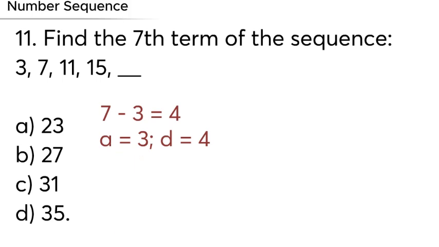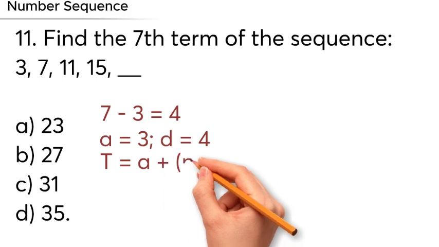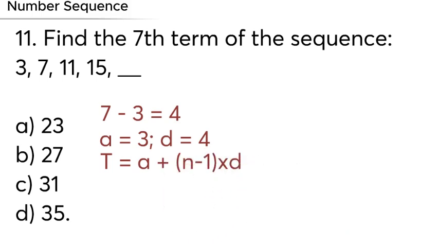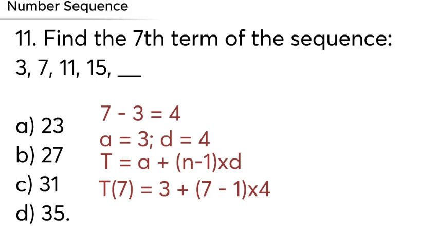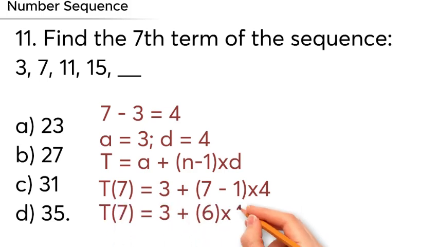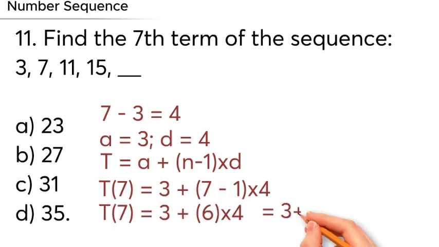Step 2 is to look for the general formula for the nth term. The formula is term n is equal to the first term, a, plus the number of terms, n minus 1, times the common difference, d. Since we have the values, we can calculate term 7, which is equal to 3 plus 7 minus 1 times 4. The operation inside the parenthesis first. 7 minus 1 is 6. Multiply 6 to 4. It is equal to 24. Now, 3 plus 24 is 27. Thus, the seventh term is 27.